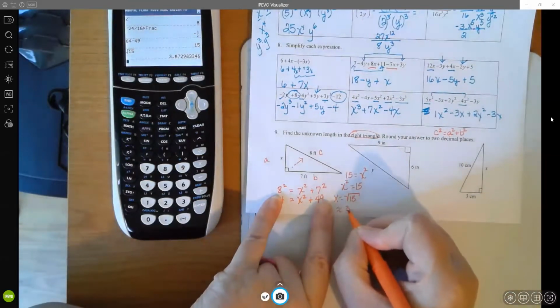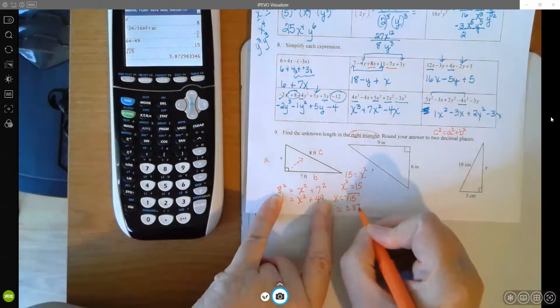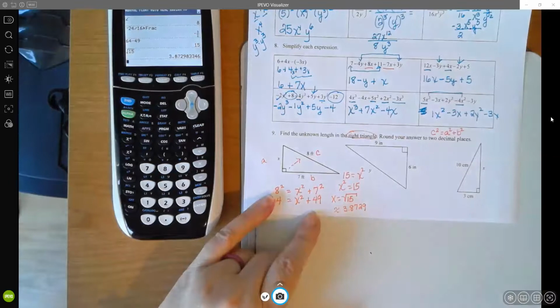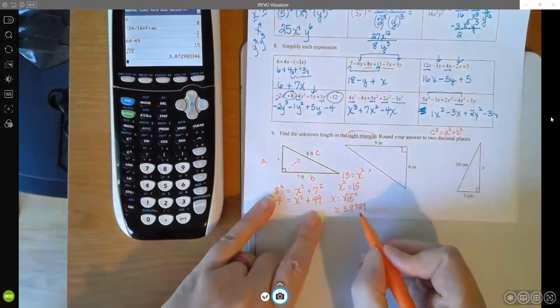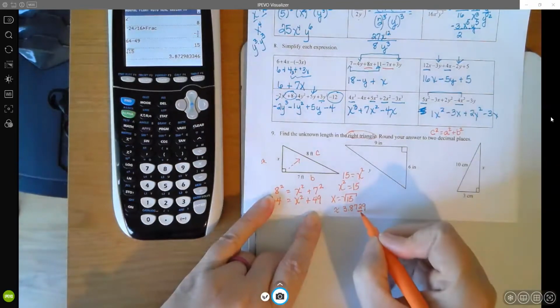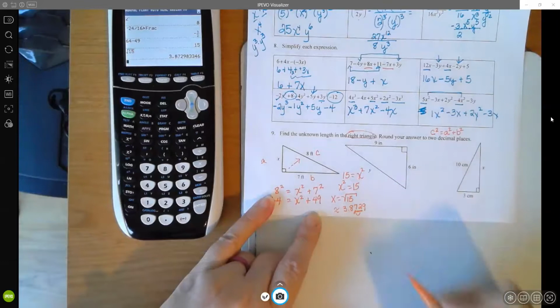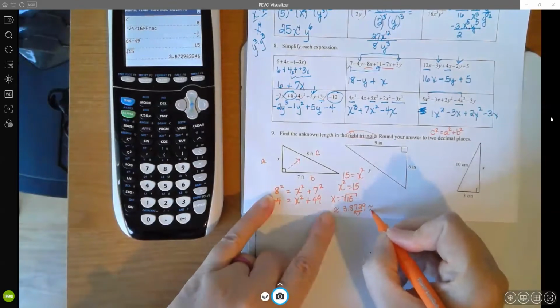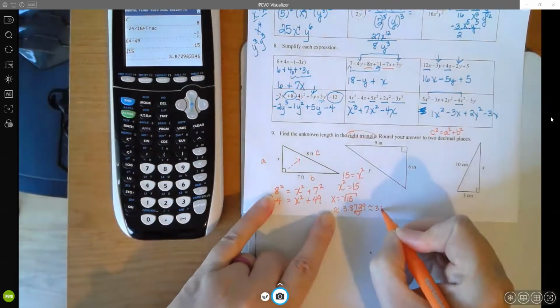approximately 3.8729. Now I wrote it out 4 decimal places so that you could see how to round this to 2 decimal places. That means I look at the third number, and it tells me that I do not change the 7 because that 2 is not 5 or more. So this is approximately 3.87.